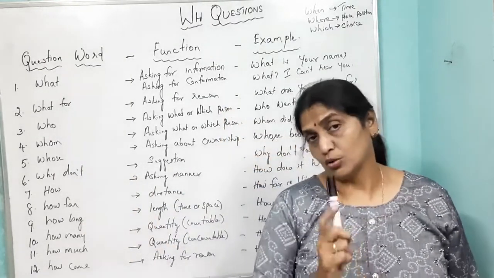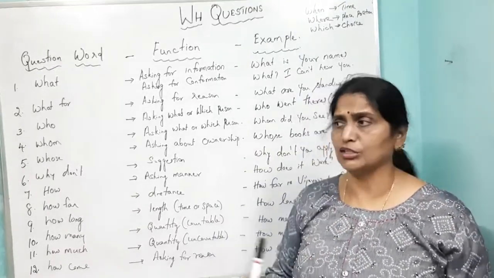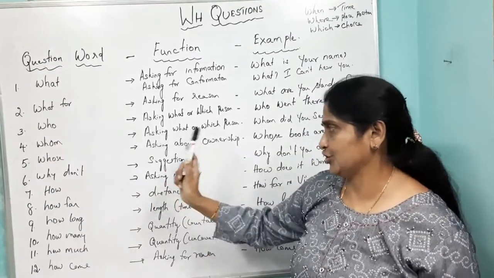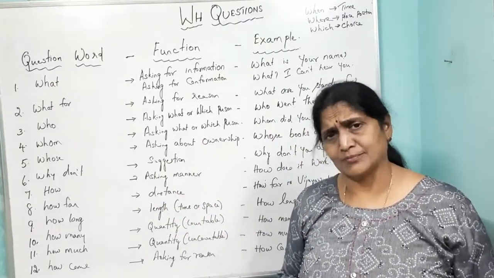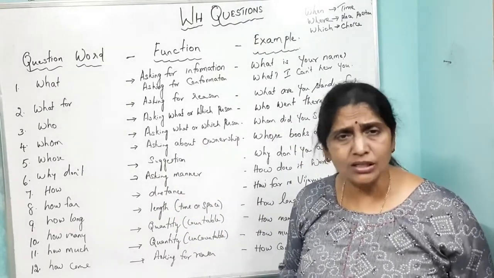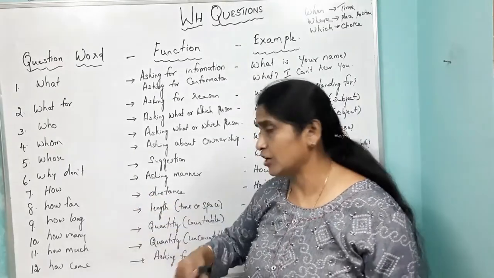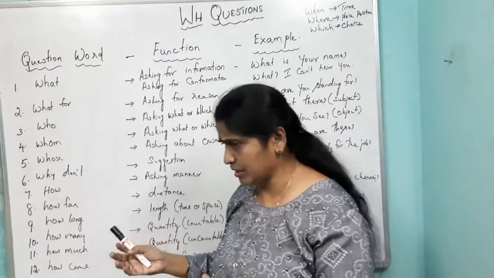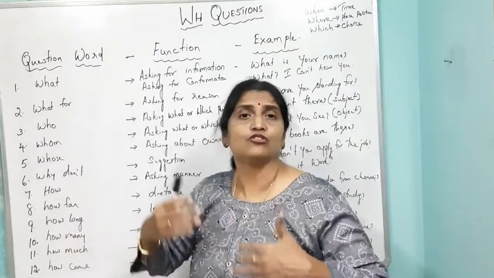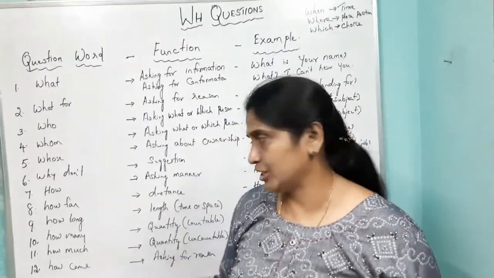So why don't? It's a suggestion. Why don't you go there? Why don't you do that? Why don't you ask him? So it's a suggestion. Then how is asking the manner. How did you do that? Okay, how does it work? That's it. Then how far is the distance I told you. So how far, the example I gave you, is measuring the distance. How far is Vijayawada from Chennai?